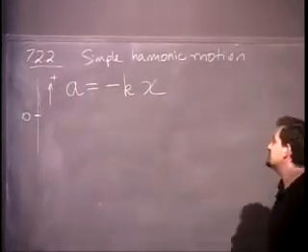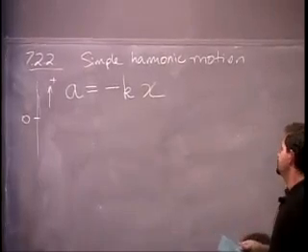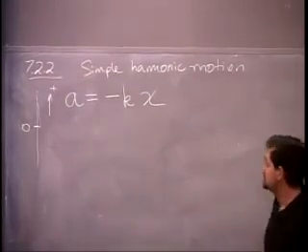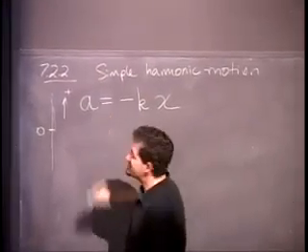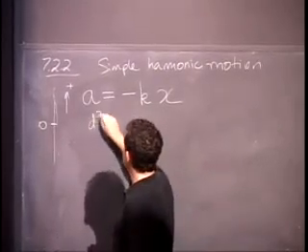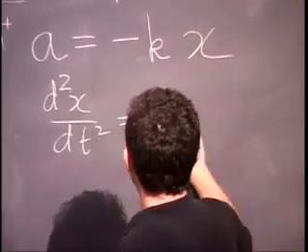So if I have such an equation, what then is the solution to it? Well, the problem is this is a differential equation. What do I mean by that? Well, the acceleration is actually the second derivative of x. So if I were to write this out, I get d2x dt squared is minus kx.